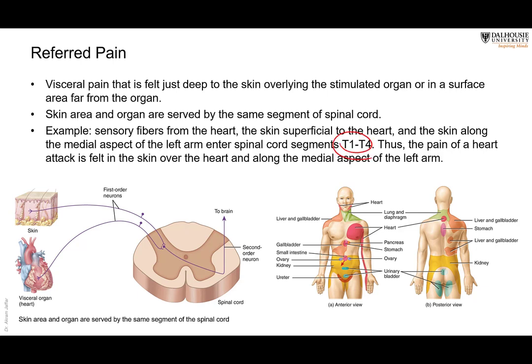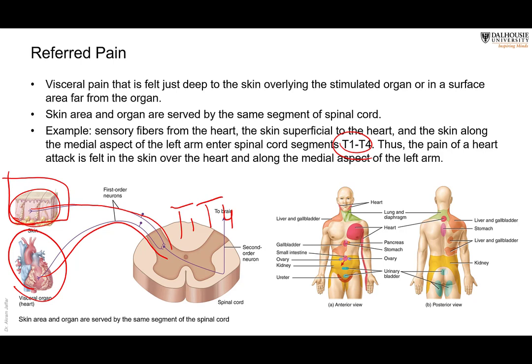These same areas, you can see here, the skin, it relays sensory fibers to T1 to T4 spinal cord segments. And the same thing is the heart. The heart also relays sensory information to the same segments of the spinal cord. So the brain will perceive the sensations as if arising from the skin. Okay? It's a false impression because the pain is not arising from the skin, but any pain arising from the skin will relay in these spinal cord segments. So when there is visceral pain arising from the heart in this situation, it will be felt as if it is arising from the skin. That's what we call referred visceral pain.